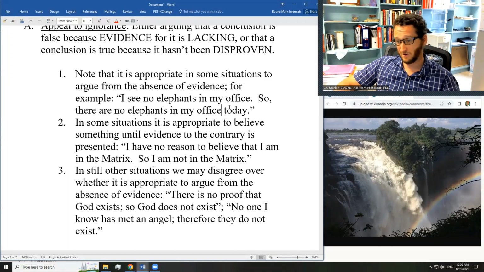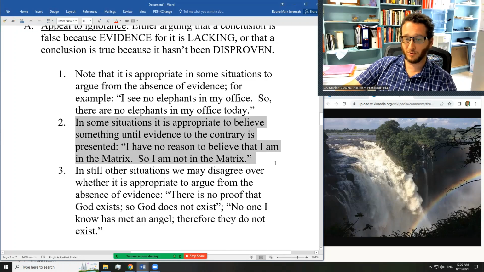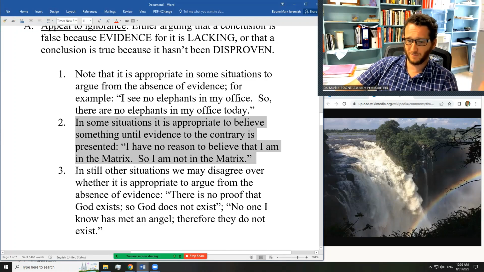But it would be a mistake to make that argument if I were talking about spiders. I see no evidence of spiders. That doesn't mean there's no spiders. It'd be very easy for me to not see the spider in my office or any evidence of it. In some situations, it's appropriate to believe something until evidence to the contrary is presented. I have no reason to believe I'm in the matrix, so I'm not. I don't think that's a bad argument.